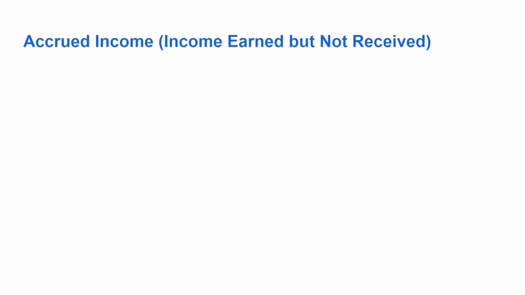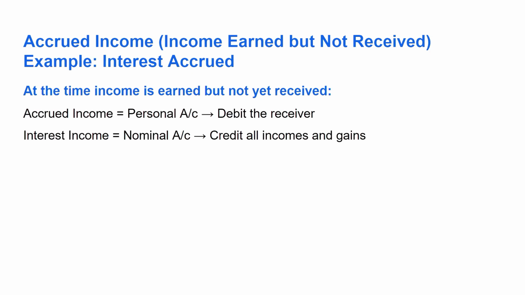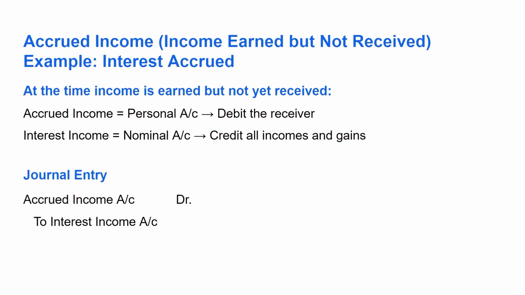Let's see how we'll record the journal entries. Accrued income, that is income earned but not yet received. The example is interest accrued. At the time when income is earned but not yet received, the two accounts affected are accrued income and interest income. Accrued income is a personal account, debit the receiver. Interest income is a nominal account, credit all incomes and gains. The journal entry is accrued income account debit to interest income account, and the narration is being interest earned but not yet received.